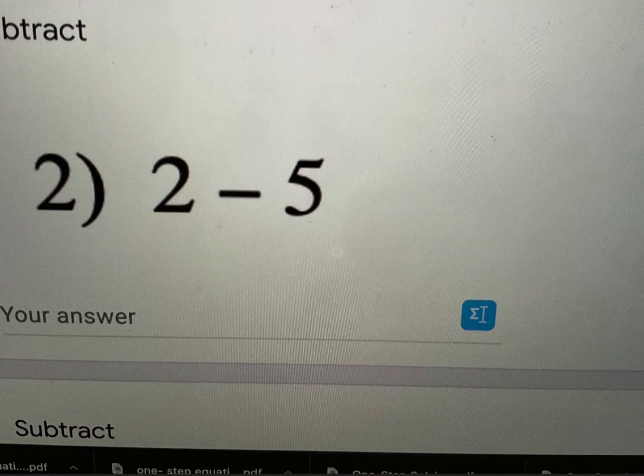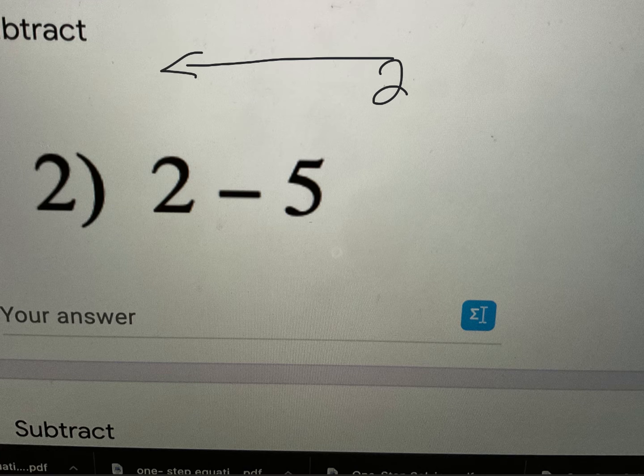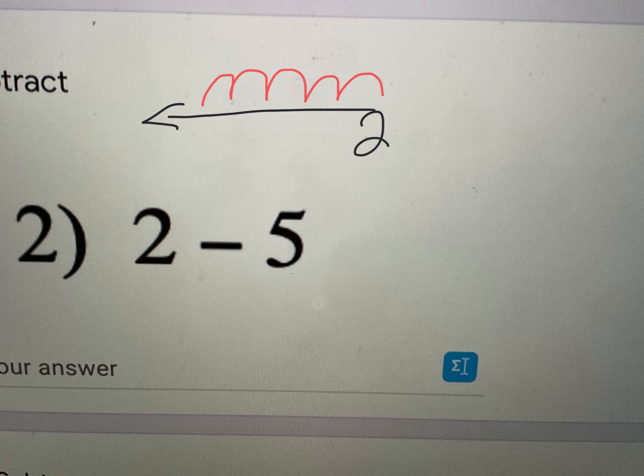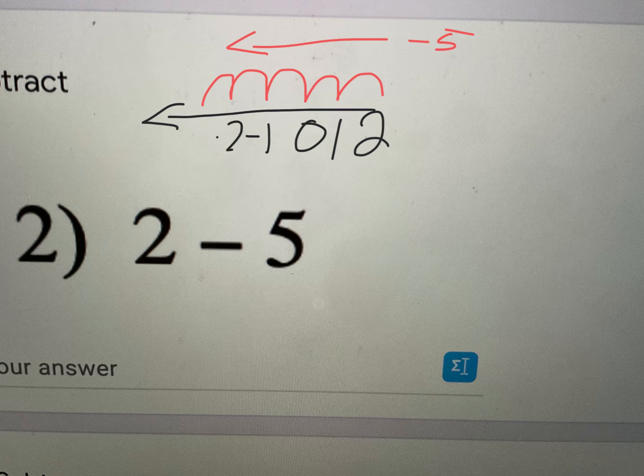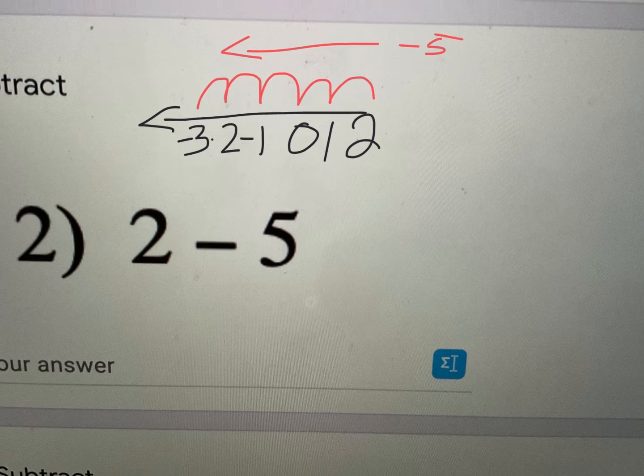Problem number 2. So I have 2, but I'm going to take away 5. So I'm going to move to the left. 1, 2, 3, 4, and 5 to go in that direction. So that would be 1, 0, -1, -2, and -3.